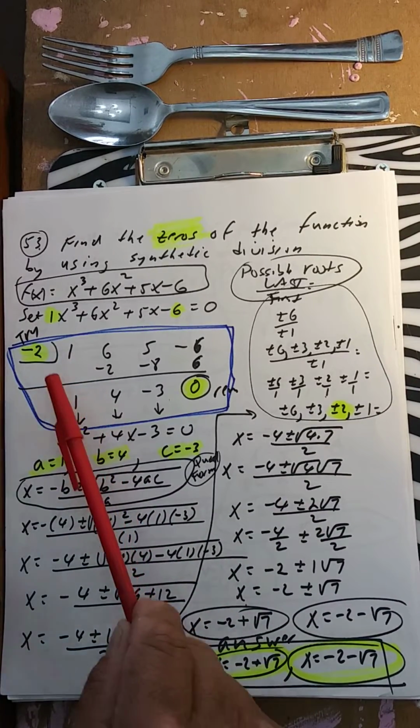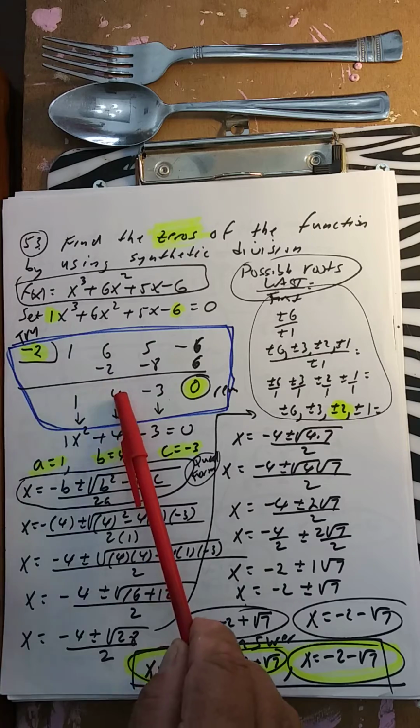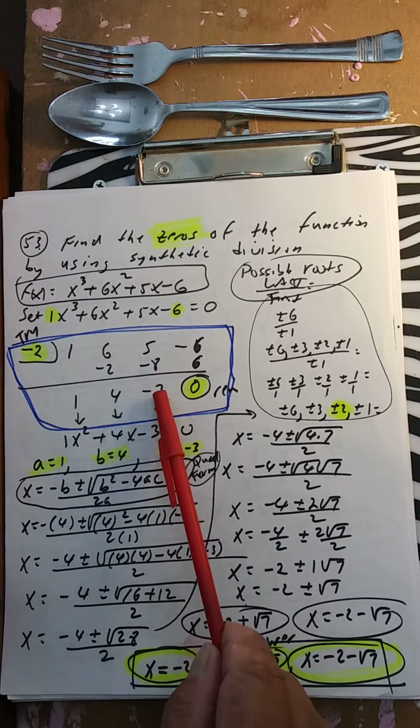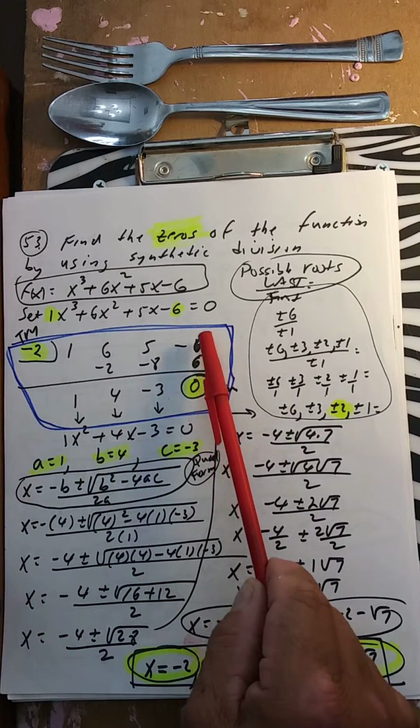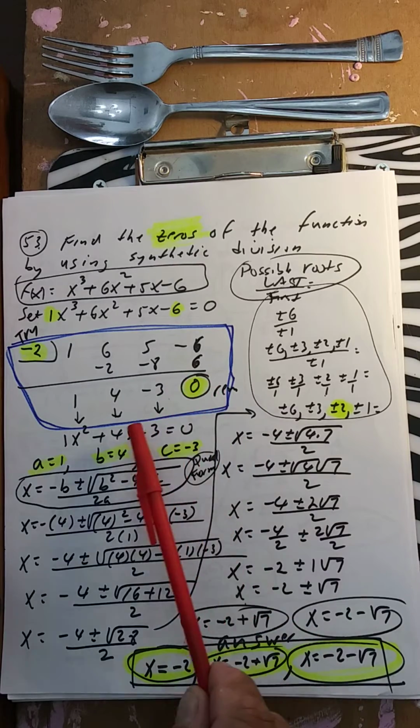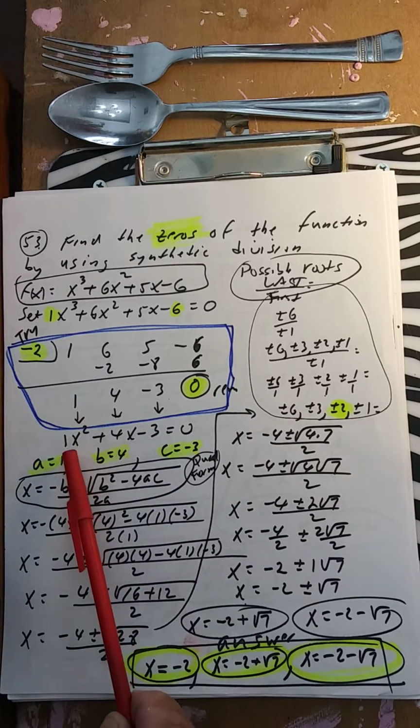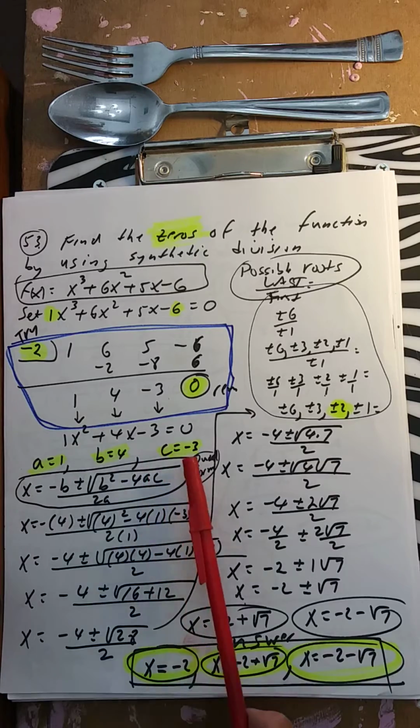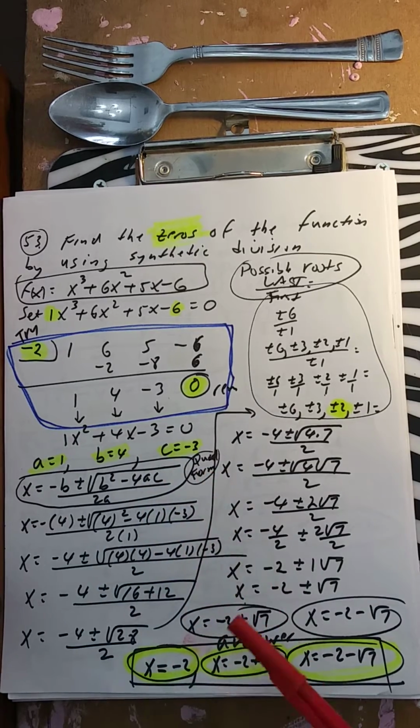Let's see, bring it down 1. That turns out -2. 6 minus 2 is 4. That turns out -8. 5 minus 8 minus 3. That turns out is 6. 6 minus 6 is 0. It does work. Now, what's going to happen here, this is 1x squared plus 4x minus 3. I'm going to use the quadratic formula, and you'll see why in a second.